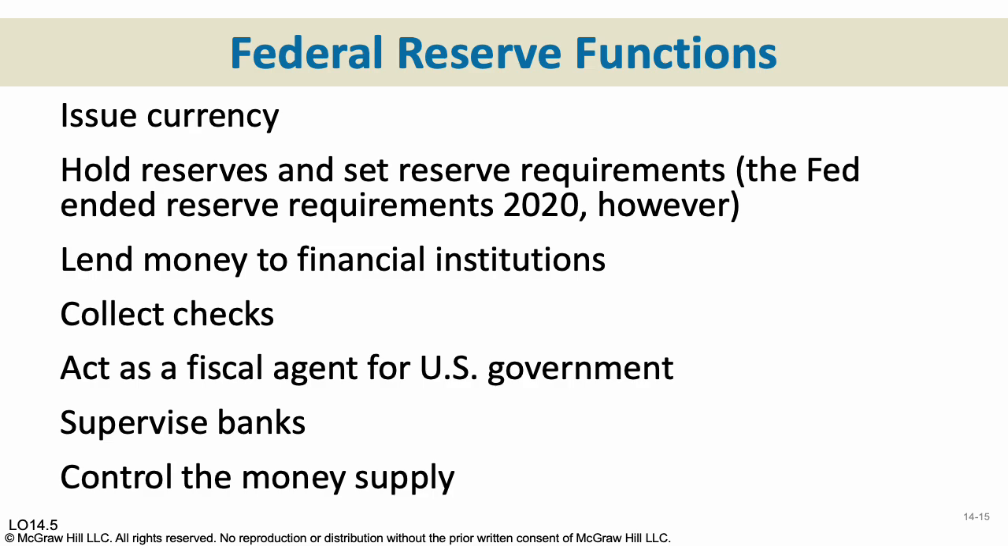They collect checks and process them. They act as a fiscal agent for the U.S. government when the U.S. government enters into monetary deals. They supervise banks, one of the largest powers of the Fed. They can audit banks, supervise them, order them to clean up their books or do things, or wind down a bank that is not stable. And they also control the money supply.